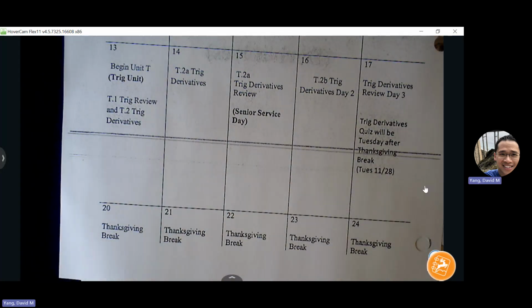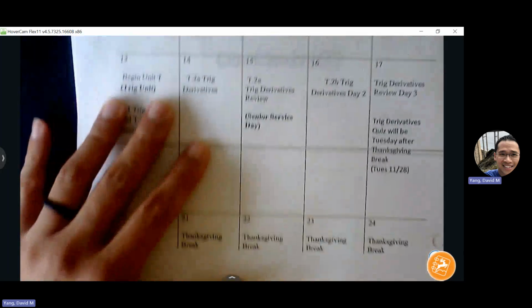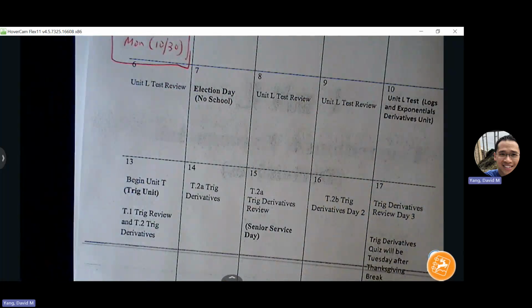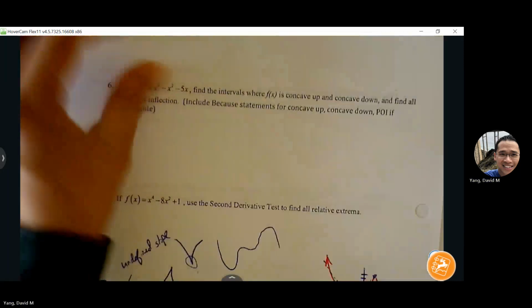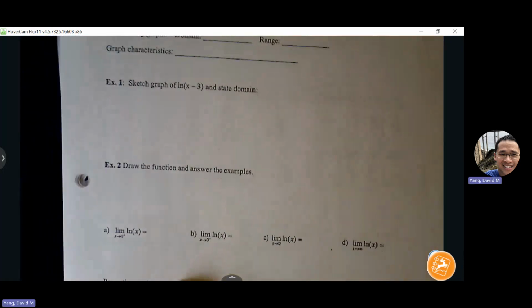Okay, so we're nearing the end here. We covered the majority of the major content, but we're just kind of going back and looking at previous material from a different functions perspective. So from a log perspective, from an exponential perspective, and then also from a trig perspective. Okay, so page 1.